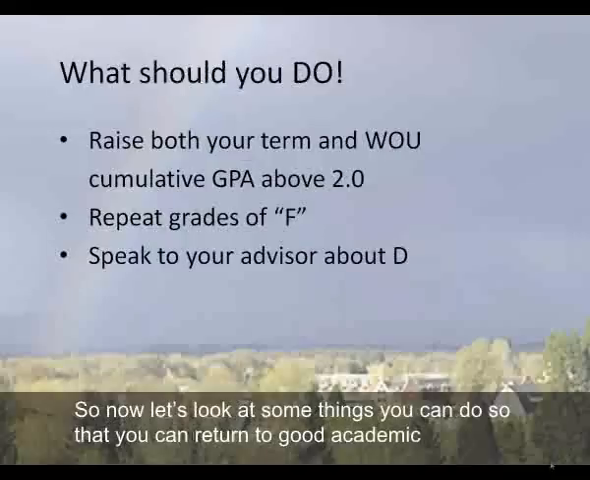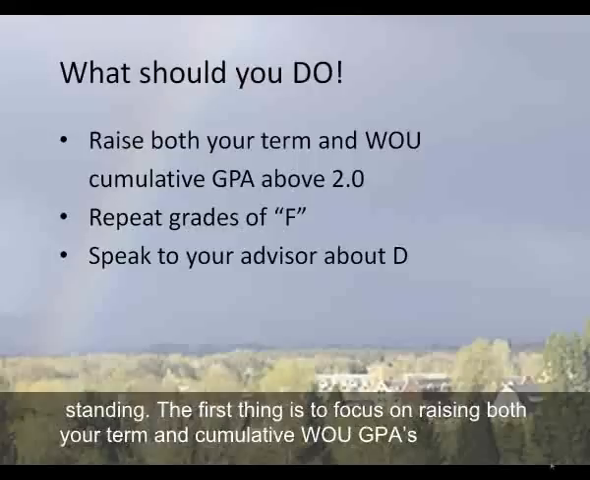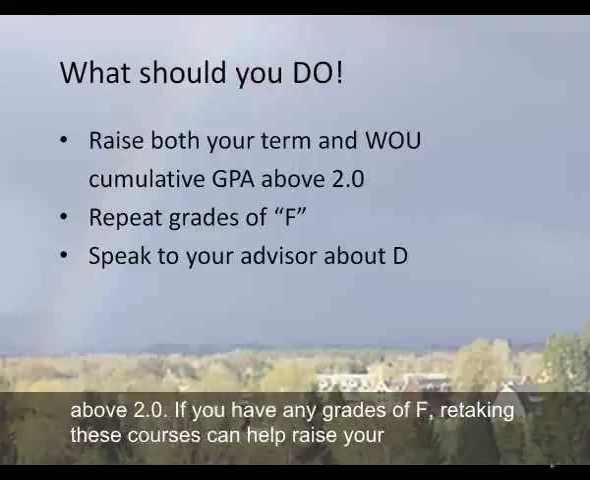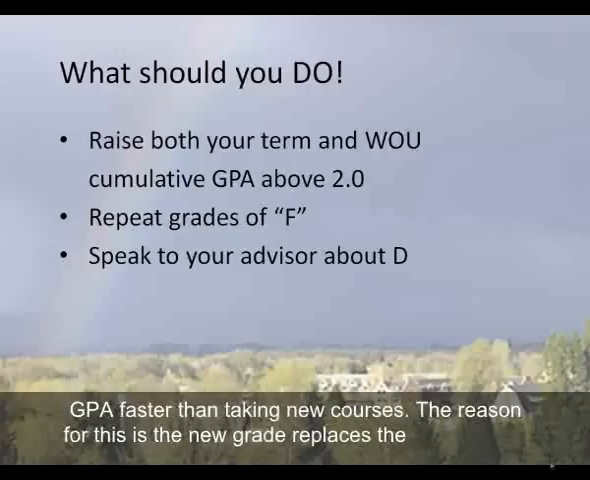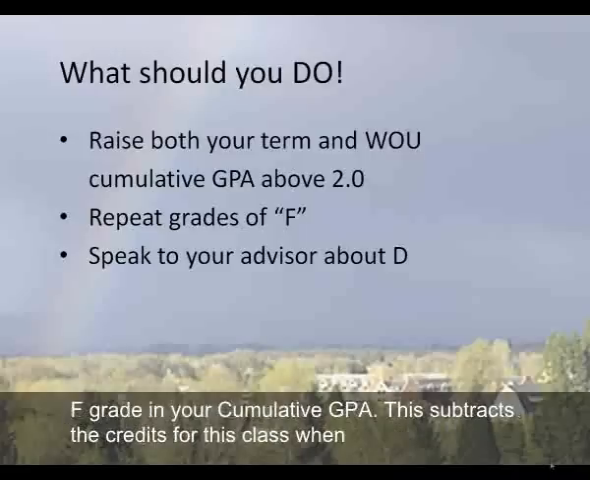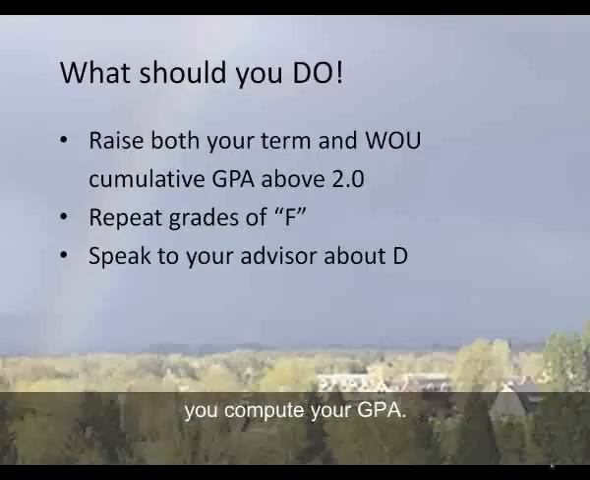So now let's look at some things you can do so that you can return to good academic standing. The first thing is to focus on raising both your term and cumulative WU GPAs above 2.0. If you have any grades of F, retaking these courses can help raise your GPA faster than taking new courses. The reason for this is the new grade replaces the F grade in your cumulative GPA. This subtracts the credits from this class when you compute your GPA.